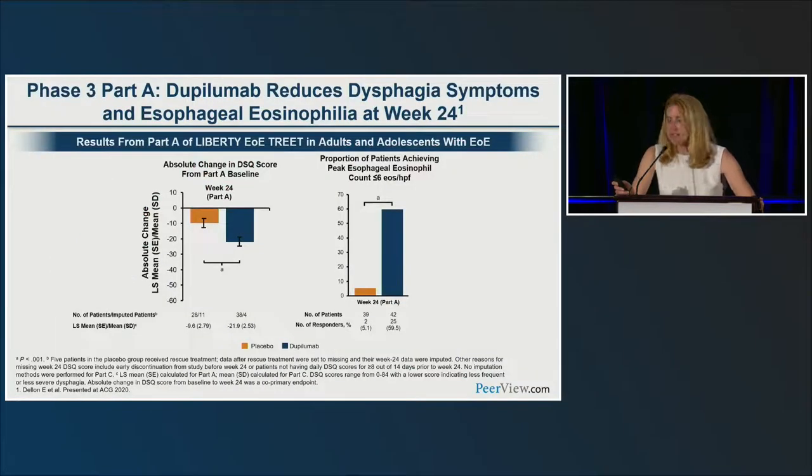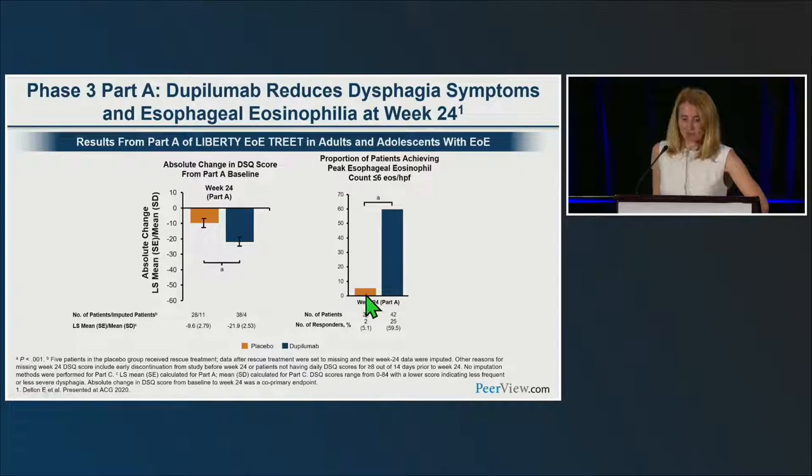And so these are the data from the phase 3 Dupixent trial, which was a head-to-head trial with placebo. This was the weekly group, who received a weekly 300 milligrams of Dupixent compared to the placebo, who received saline in their shots, probably. As you can see in this first graph, orange is the placebo and blue is the Dupixent population. And you can see there was a statistically significant decrease in the DSQ score, which is a dysphagia questionnaire.